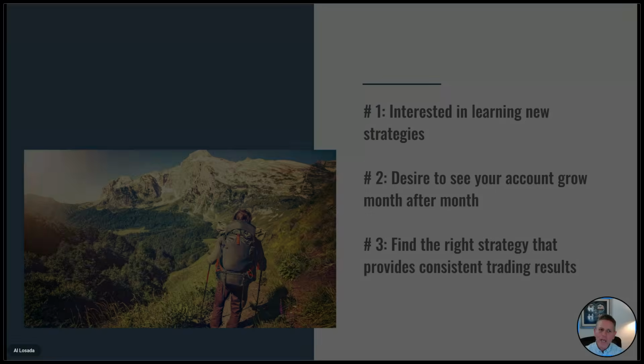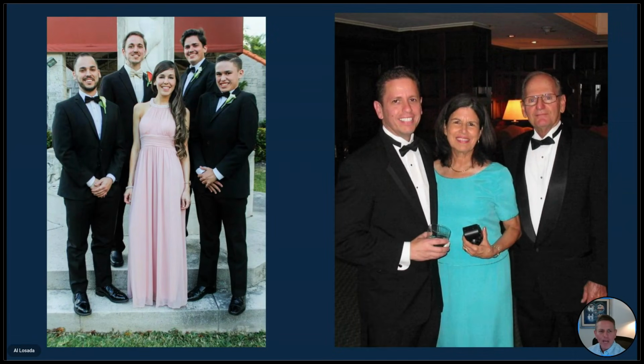All right, here's my family. I'm a regular guy. Just love trading. It's my kids on the left-hand side and my parents on the right. And I just love doing really, really good trading. And this is a great time to do it.